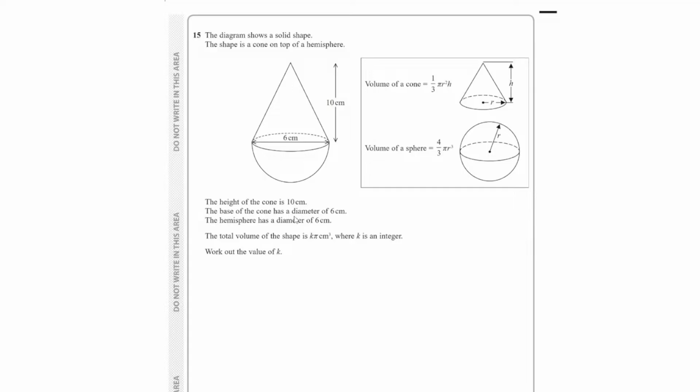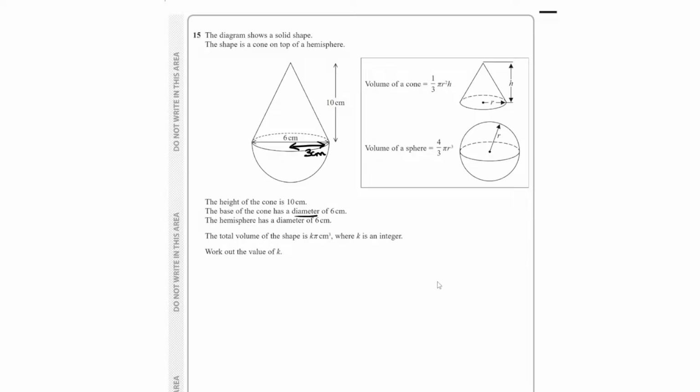The height of the cone is 10. The base of the cone has a diameter of 6. Again, they pretty much always give you the diameter. Obviously, all of the formulas are in terms of the radius, so don't forget to also consider that. Sometimes I draw it on just to remind myself. Like sometimes I'll just draw here and go 3, just to remind myself to not use 6. The hemisphere obviously also has a diameter of 6.